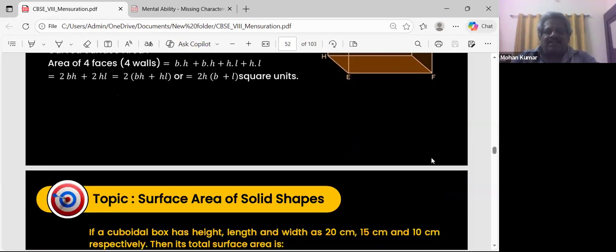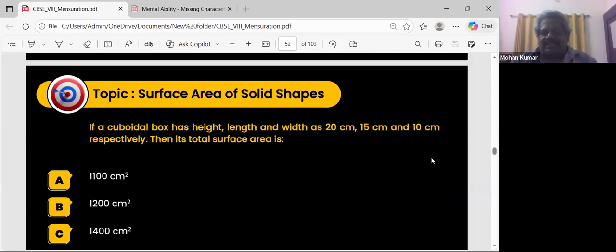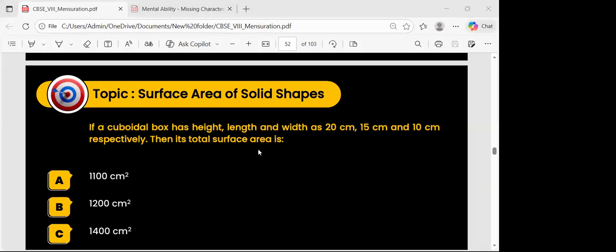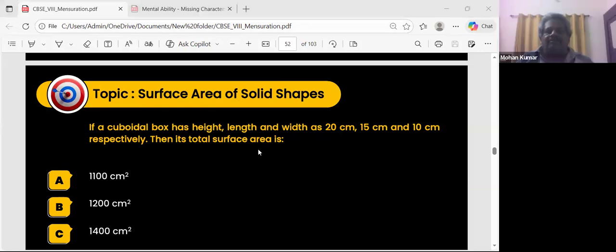Okay, next, surface area of a solid. Now let's have the problem. If a cuboidal box has height, length, and width as 20, 15, and 10 centimeters respectively, then its total surface area is given by? Sir, 1300 centimeter square. Very good.